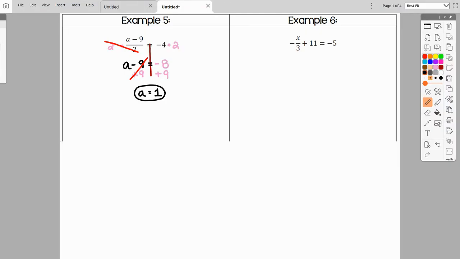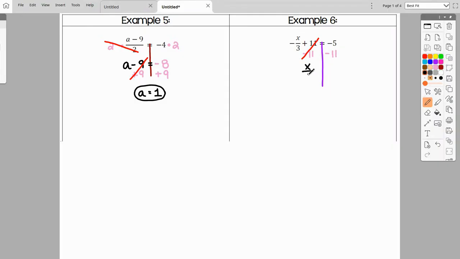In example number 6, we have negative x over 3 plus 11 equaling negative 5. And I will start this one by getting x by itself. Easily movable is going to be this 11. Because it's a plus 11, I'll have to subtract 11 to move it to the opposite side of the equal sign. 11 minus 11 cancels out, leaving me with the x over 3.